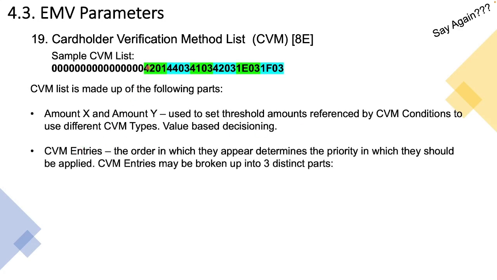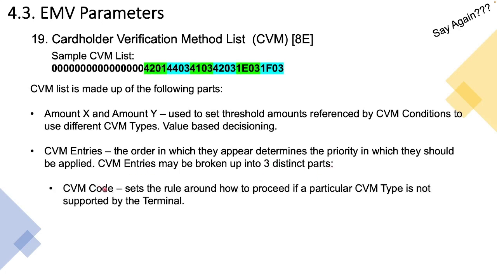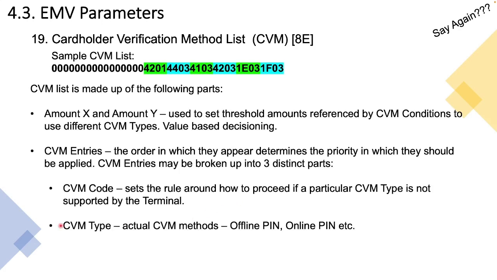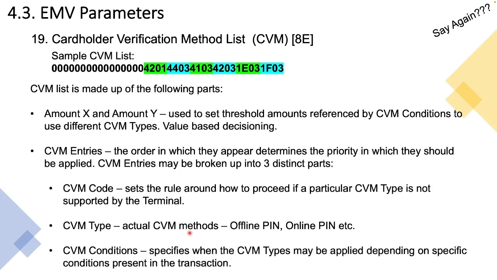The CVM entries, we said, are these 2 byte values that I've shaded in different colors to make it easier for you to see. The order in which they appear is important. That determines the priority in which the terminal will attempt to use them during a transaction. Each of these CVM entries may be broken up into 3 distinct parts. The first is the CVM code, and this sets a rule around how to proceed if a particular CVM type is not supported by the terminal. The CVM type, which is the actual CVM method: offline PIN, plain text offline PIN, encrypted offline PIN, encrypted online PIN, signature, biometric, etc.